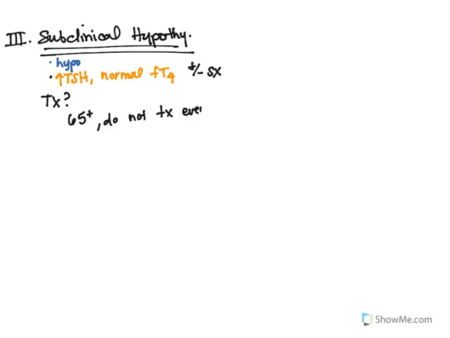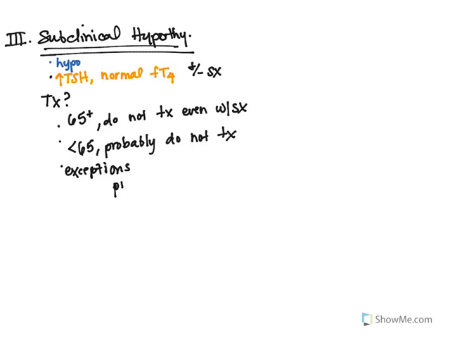Treatment is dependent upon what age group you're in. Those who are 65 and up, we should not treat even if they have symptoms. If they're less than 65, we should probably not treat, but there's limited evidence in this population. And there are, of course, exceptions. One we've talked about a couple times already, and that's pregnancy or women who desire fertility should be treated for subclinical hypothyroidism. Anyone with a TSH greater than 20 should be treated, and anyone with severe symptoms should be treated, regardless of their TSH range.